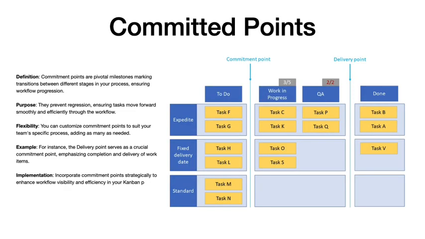Now let's see what are commitment points. Commitment points represent significant milestones between various stages of your process, such as transitioning from planning to execution or from engineering to quality assurance. Once a work item passes a commitment point, it should not regress. The number of commitment points can vary according to individual preference. For instance, in the given example, the delivery point serves as another form of commitment point.